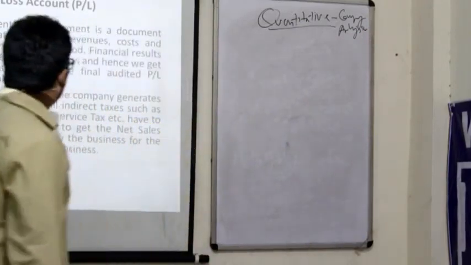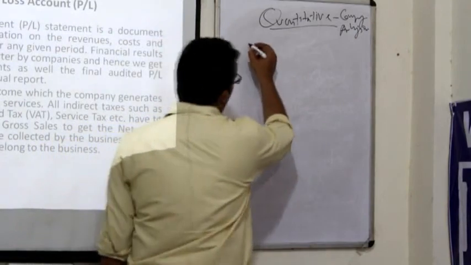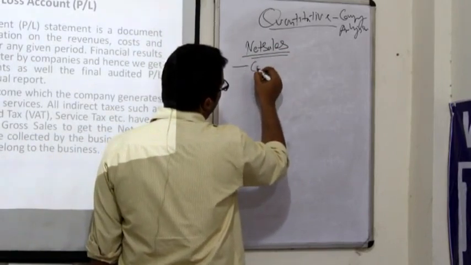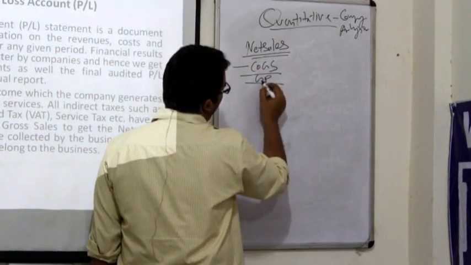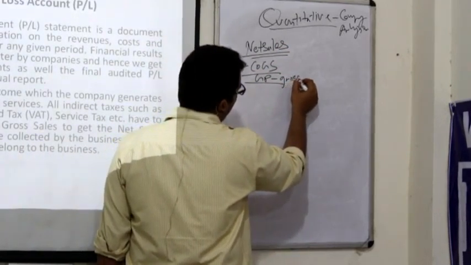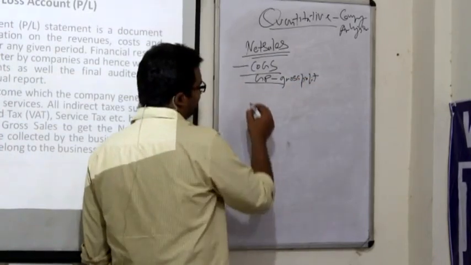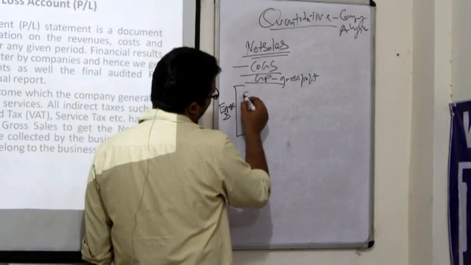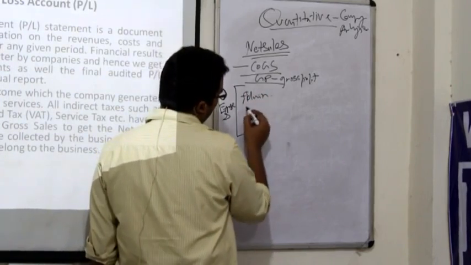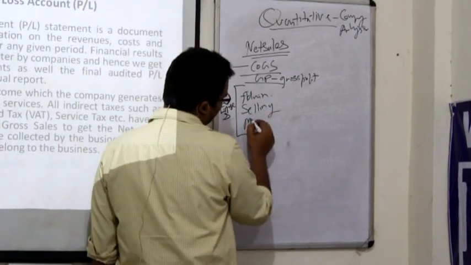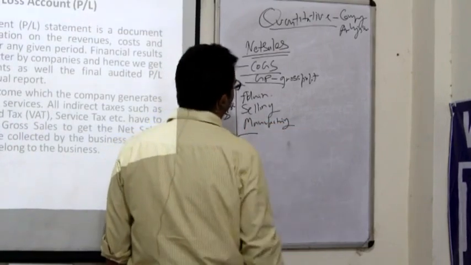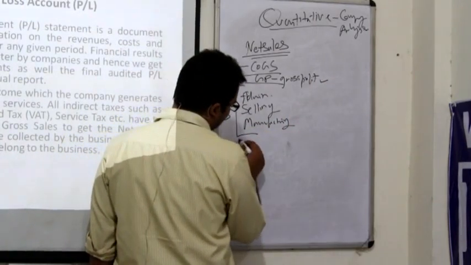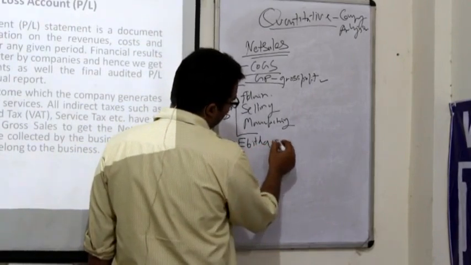As I have told before, the P&L or the income statement is divided into a few parts. We'll start with net sales. From net sales we deduct the cost of goods sold and we get the gross profit of the company, also called GP. From this gross profit we'll deduct all the expenses. Expenses would be admin expense, selling expense, maybe manufacturing expense. After deducting the expenses, we'll get the EBITDA or the operating profit.